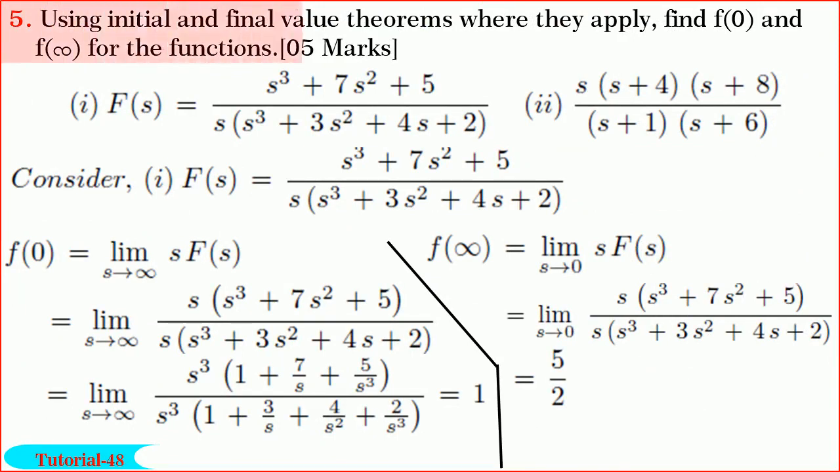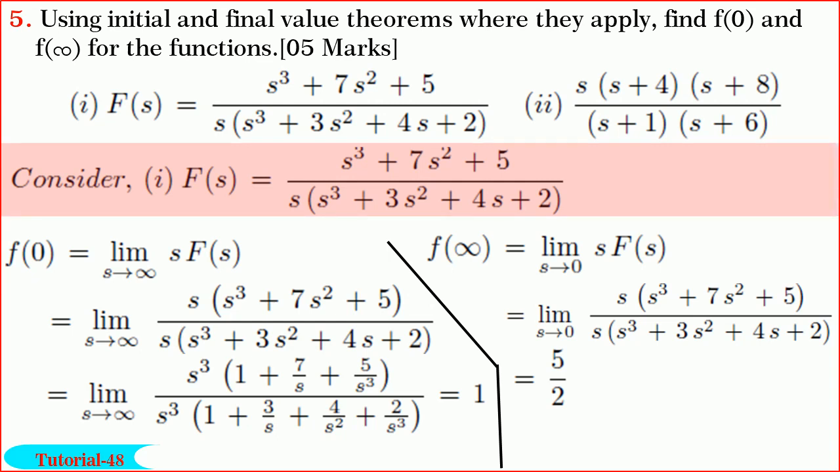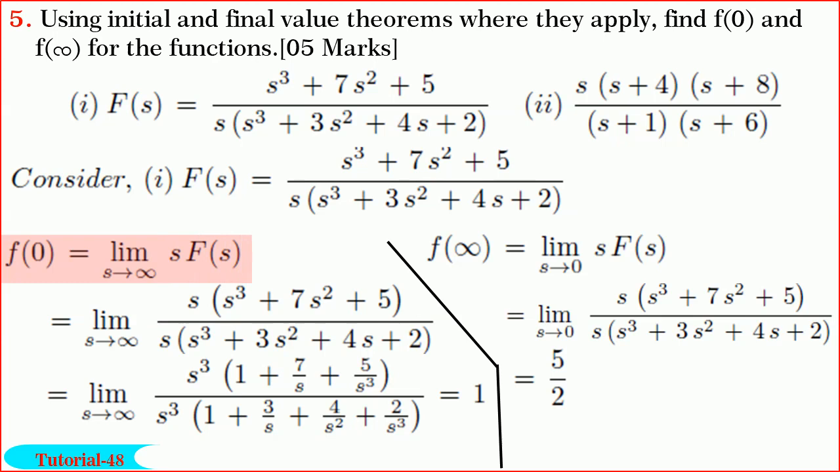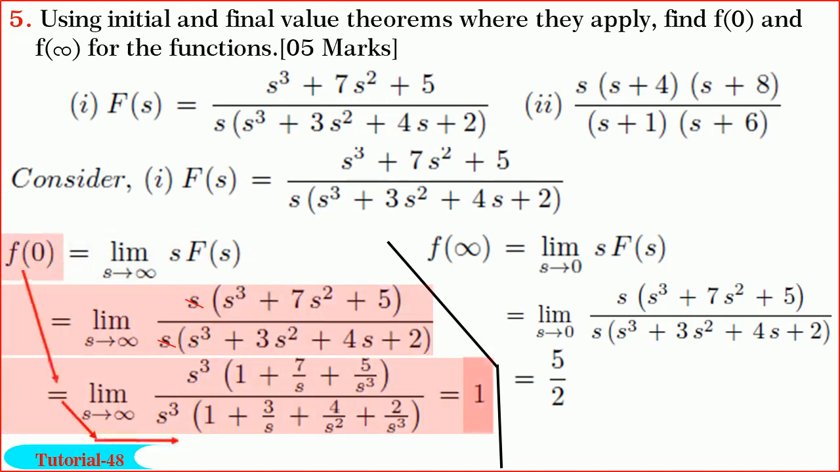Friends, next we shall solve the problem to find initial and final values of the given functions using initial and final value theorems. Consider the function F(s) = (s³ + 7s² + 5) / (s (s³ + 3s² + 4s + 2)). We know that f(0) is equal to the limit of s F(s) as s tends to infinity. So, by multiplying the given function by s, we get f(0) = limit of s times (s³ + 7s² + 5) / (s (s³ + 3s² + 4s + 2)) as s tends to infinity. By solving and applying the limit as s tends to infinity, we get f(0) = 1.